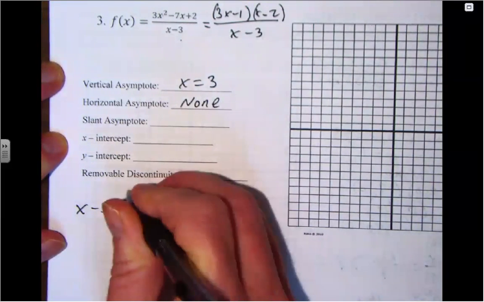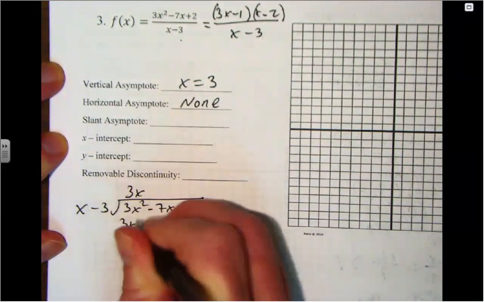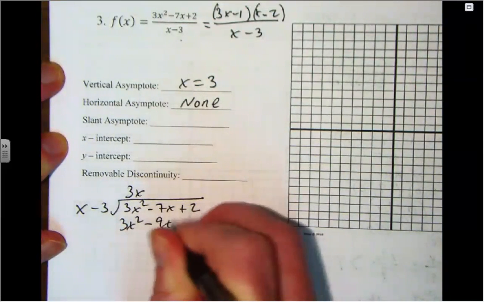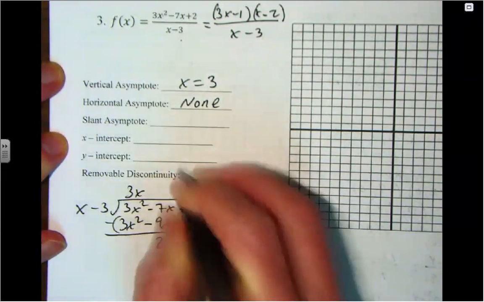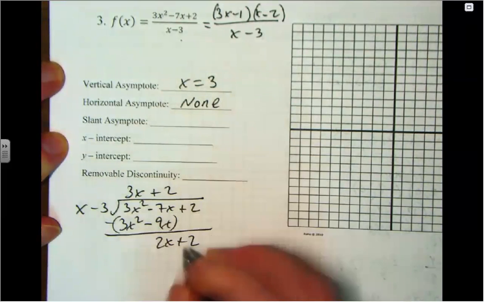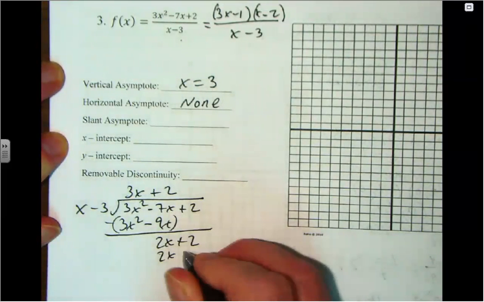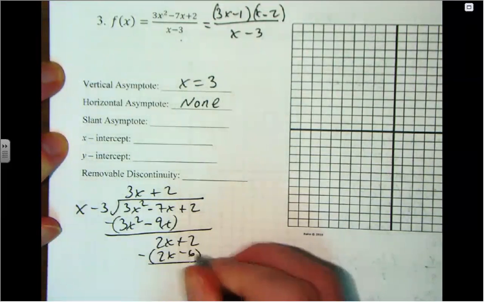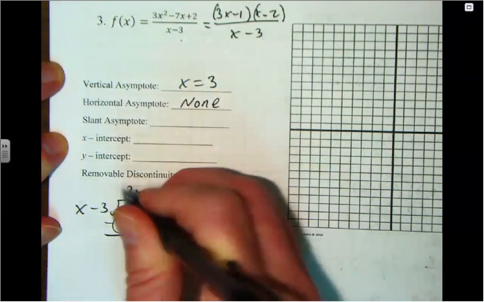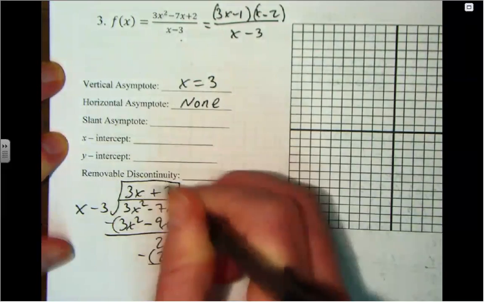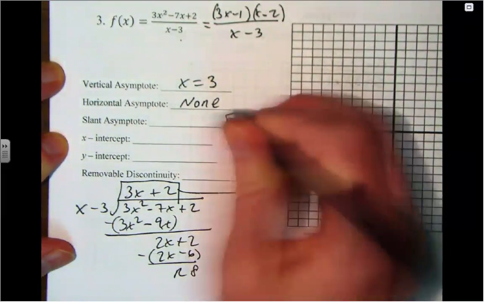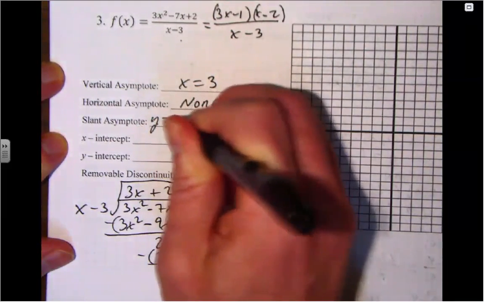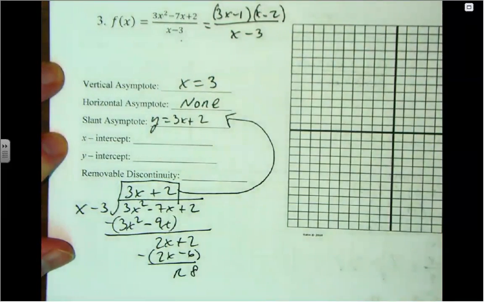So x and 3x squared. Always subtract. X and a 2x. Now the good news here, once you finish that up, you don't care about the remainder. The remainder is 8, but this is what you care about. This is your slant asymptote: y equals 3x plus 2. Don't worry about the remainder part.